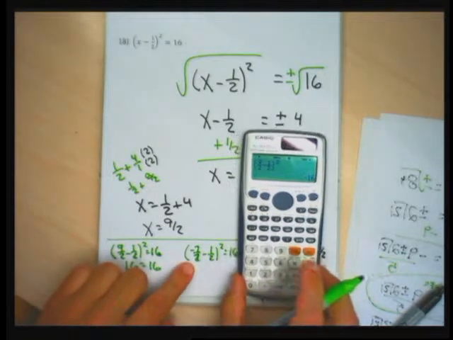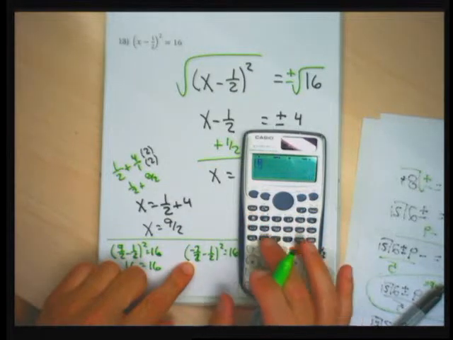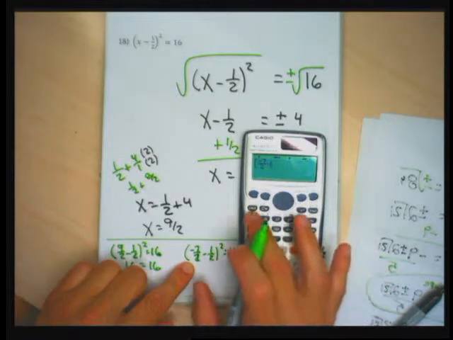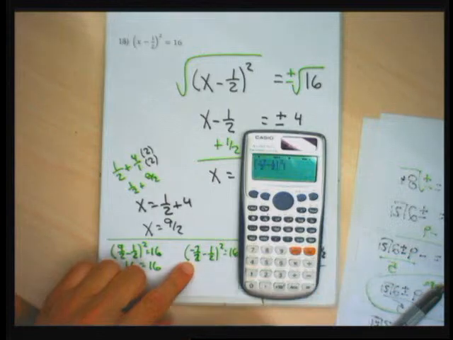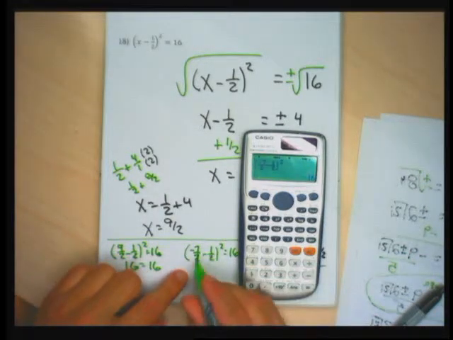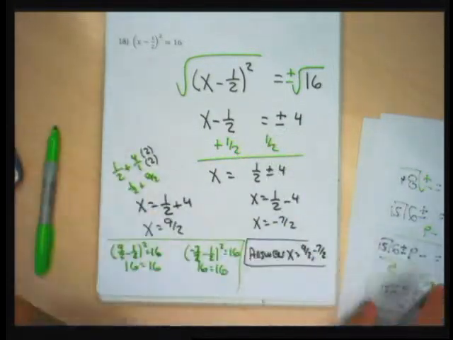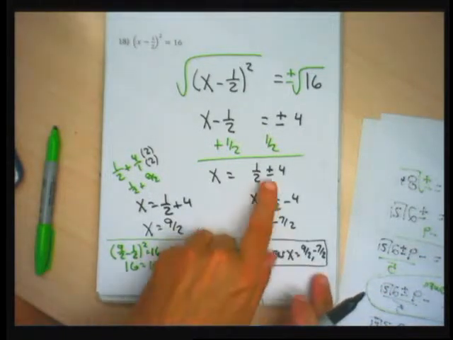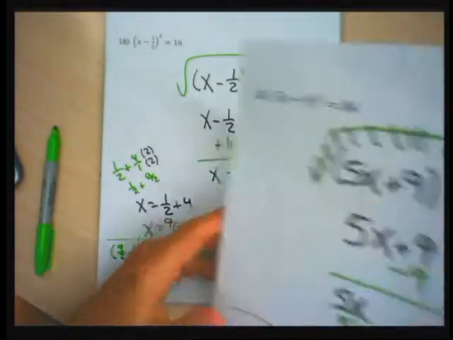And now I'm going to do the same thing for the 7/2. I'm going to go parentheses, fraction, negative 7/2 minus fraction 1/2, close out my parentheses, square, and make sure I get 16 again. And since I do, I know that both of my answers of 9/2 and negative 7/2 are correct. And I shouldn't have the plus or minus in my solution because I can't look at the plus or minus and quickly tell that it equals 9/2 and negative 7/2.